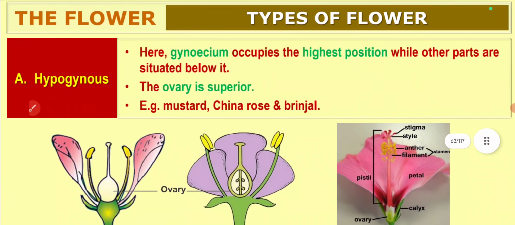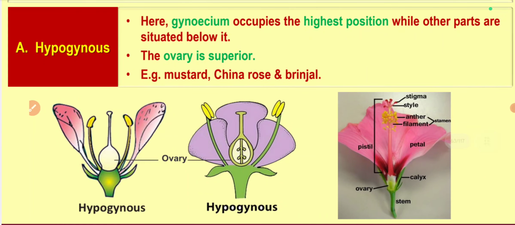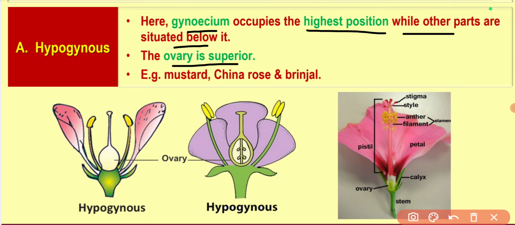What is hypogynous? Here the gynoecium occupies the highest position while the other parts are situated below it. As you can see in the diagram, in a hypogynous flower the gynoecium, the female reproductive organ, occupies the highest position on the thalamus while the other parts are situated below it. The ovary is superior. Example: mustard, China rose, brinjal. The other parts are just present below it.